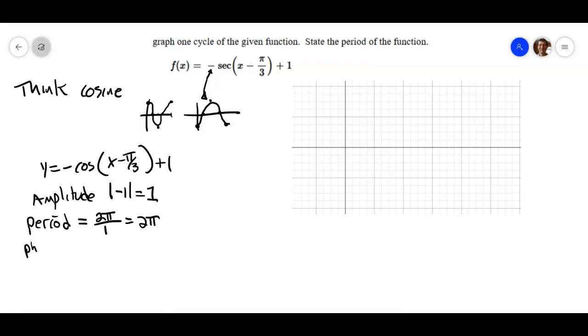The phase shift is what makes the inside stuff of the trig function 0. In this case we can see pi thirds minus pi thirds would be 0, so our phase shift is pi thirds. And then the vertical shift would be the constant term. It's usually on the right, sometimes it's written out in front, but it's the constant term. In this case it is positive 1.